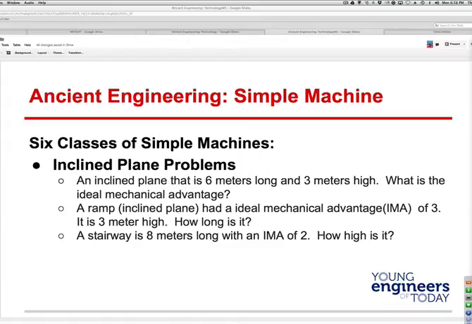Well, we don't know what the height is, right? So we say IMA equals length over height, and IMA equals 2, so 2 equals 8 over h. Well, we're going to solve for h, height. 2h equals 8. What's the answer, folks?